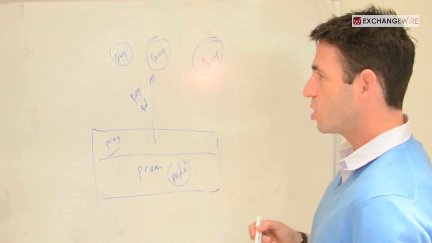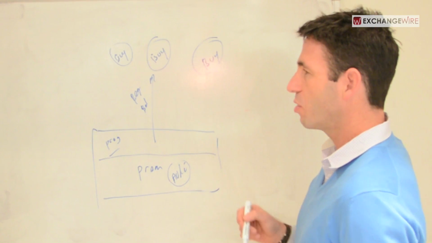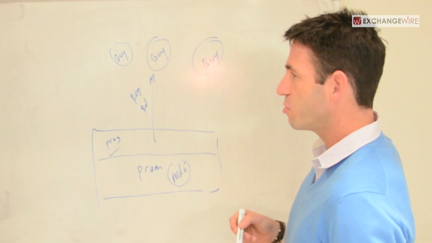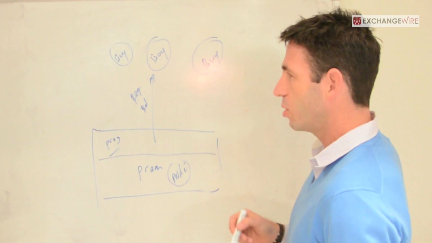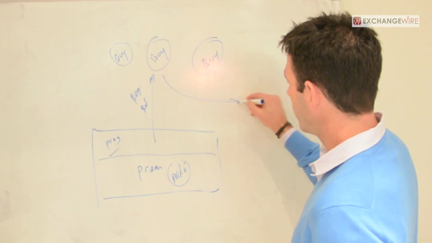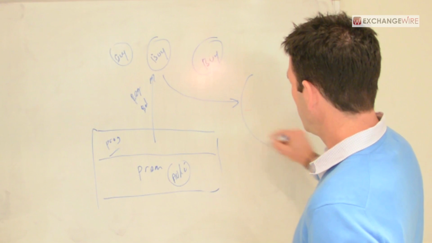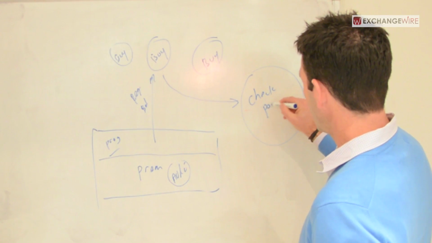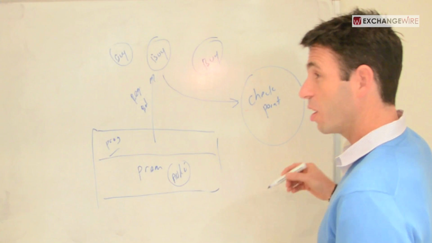The LiveRail approach is to say, well, here's a way to solve it. Whenever the buyer responds for the first time, instead of sending the creative back to the page, it goes to a solution which we call Checkpoint. Checkpoint is a solution which we basically think of as quarantine.